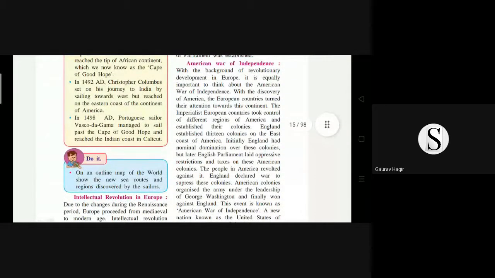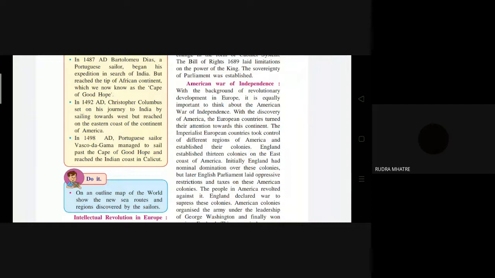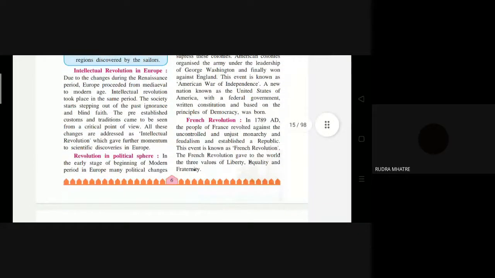Where did the industrial revolution take place first and how? Yes, Rudra? Yes, miss. In the later period of 18th century, there were many technological innovations in Europe. Machines came to be used instead of hand looms. Railways and steamers become the mode of transportation. The age of machines began, that is known as Industrial Revolution.